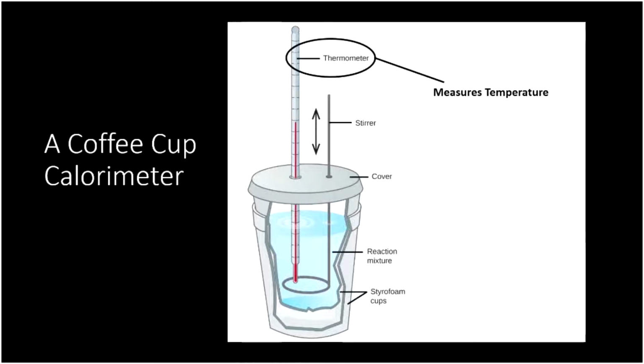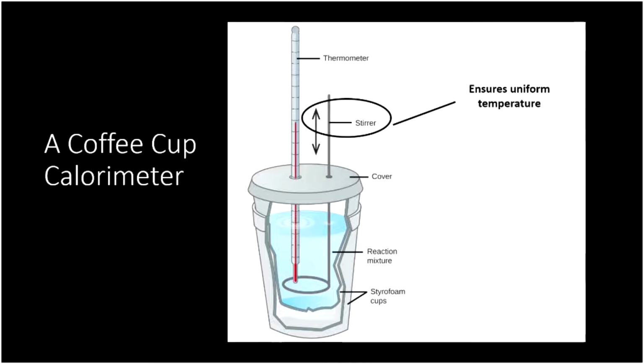Okay, next up we've got the stirrer. This makes sure that the temperature is uniform. What you don't want is to have something that's hot over here and then a little less hot over here. And so then we would not be measuring the correct temperature. And so that stirrer, as it rotates around or goes up and down, will move that solution around and make sure everything has a uniform temperature.